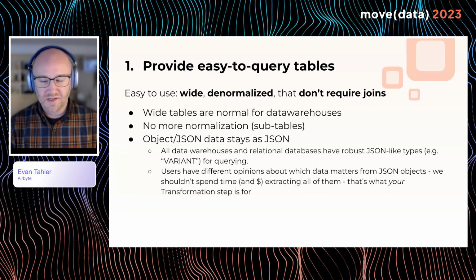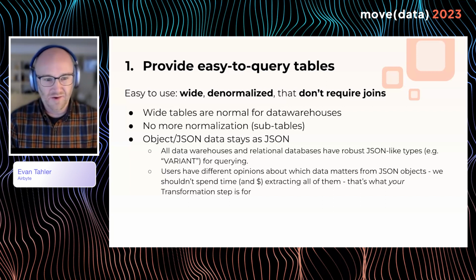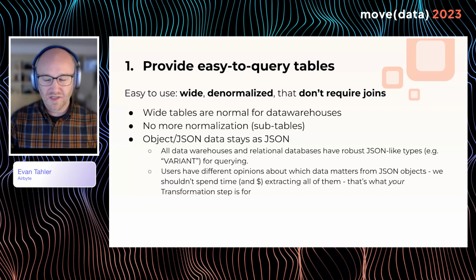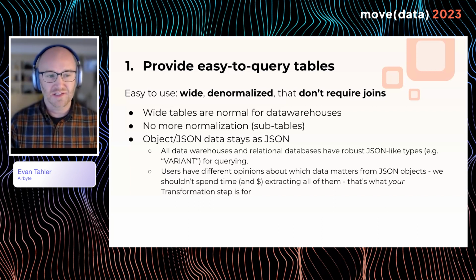In data warehouses, wide tables are great. All the information you want is there, and you don't have anywhere else to look. It's pretty straightforward. And we also don't want any more subtables. So this means that we have to keep sub-objects as JSON.